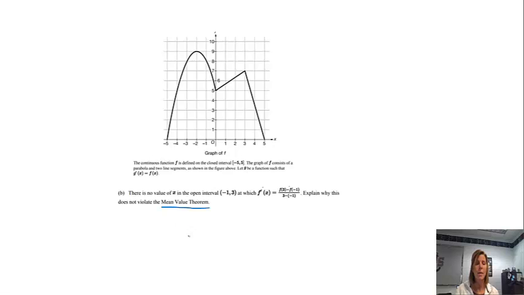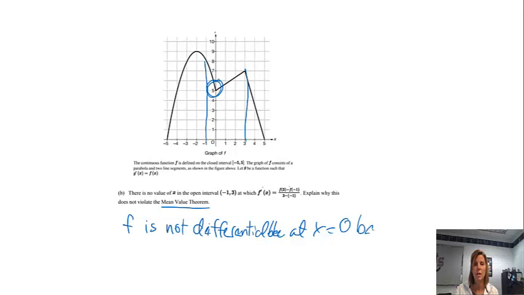Well, we know in order for the mean value theorem to hold, the function must be continuous, which it's definitely a continuous looking function, but it also must be differentiable. And we're talking about from -1 to 3. Please notice that between -1 and 3 there is a sharp turn, and we know that at sharp turns the function is not differentiable. So it does not violate the mean value theorem because f is not differentiable at x equals 0 because of a sharp turn. So we don't have to worry about it following the theorem.